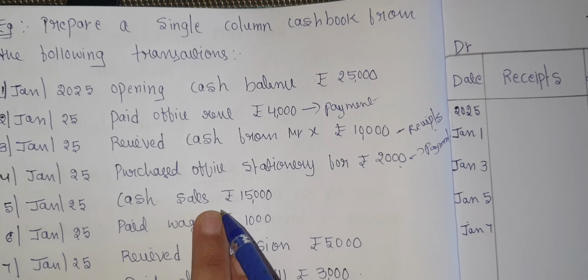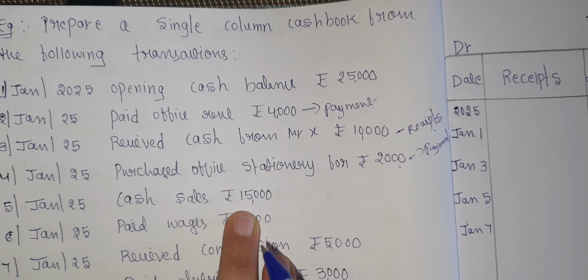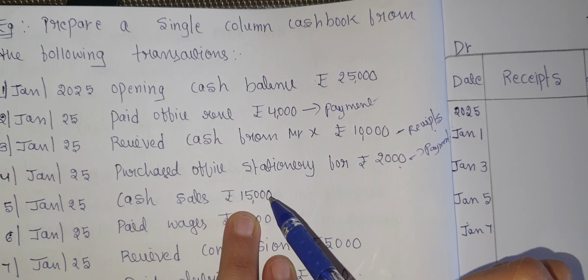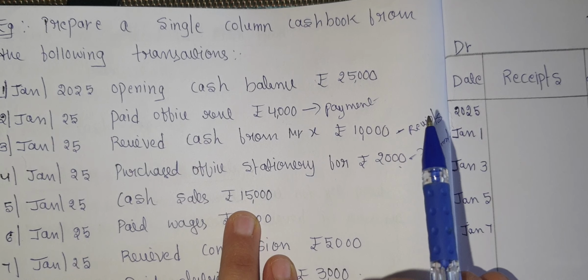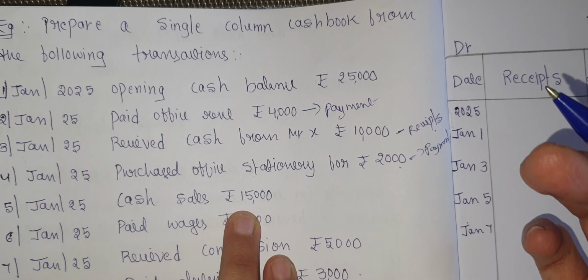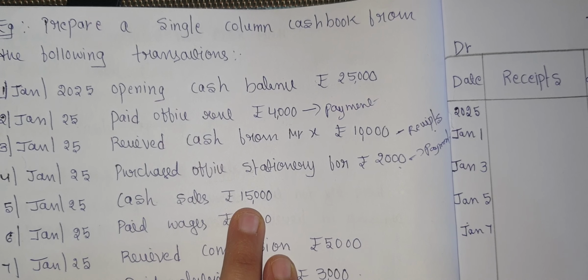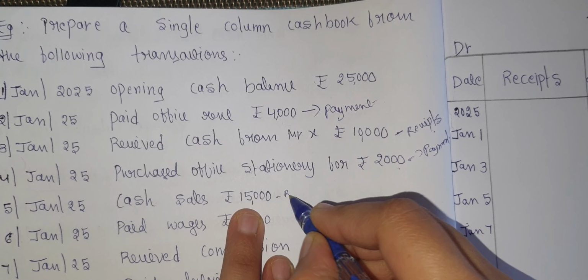Next one is cash sales, that is rupees 15,000. 5th Jan 25, cash sales, that is rupees 15,000. It means what? Cash sales means you are selling the goods and services and you are receiving the cash, that is rupees 50,000, means it comes under receipt side.